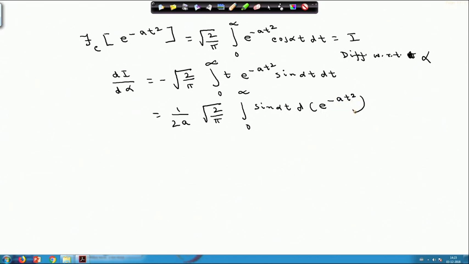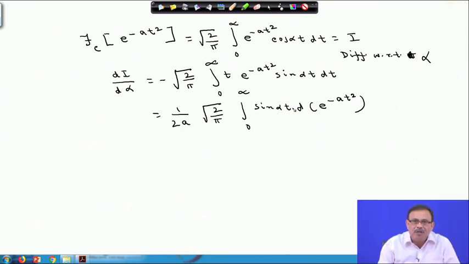So, this I am representing as d of this thing, so that it becomes easier for us to integrate the function. For that reason, I am rewriting this as d of e power minus a t square. Please note this thing, so that this and these values are same. To make it same, I had to divide by 1 by 2 a, because minus 2 a is coming over here. This minus is being cancelled over there.